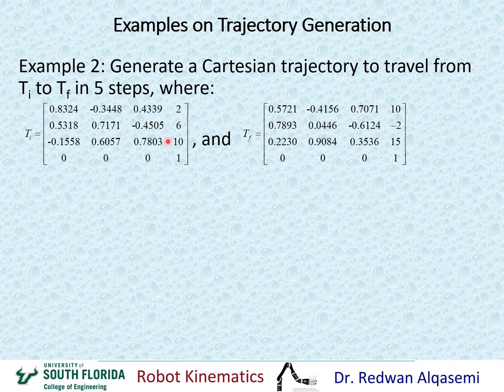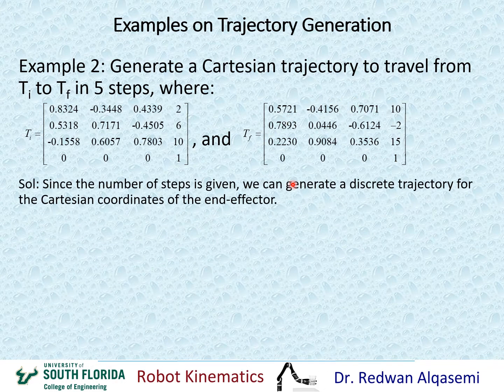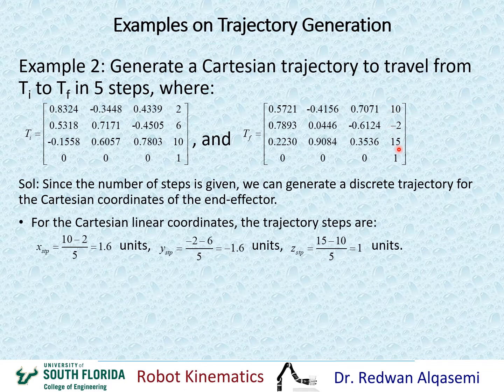Okay, and I want you to notice here that the rotation portions of T initial and T final are different. So in this case, we're going to have to find discrete trajectories for the orientation portion of the Cartesian coordinates. All right, so let's start our solution here. Since we are given the number of steps, that means we need to generate a discrete trajectory. Okay, so we're going to start first with the linear motion, the xyz trajectories. So for the linear coordinates xyz, we can find the steps as follows.